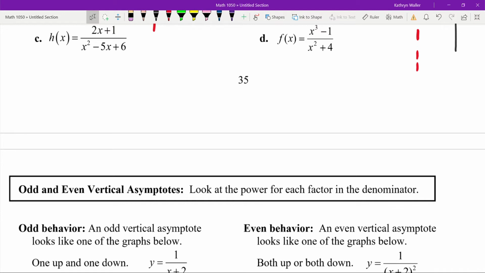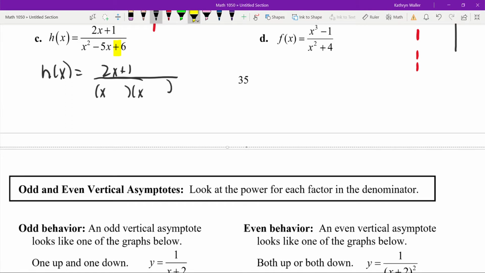Okay, let's do question C nice and slowly. Everybody write h of x equals. The top does not factor. The bottom goes to x and x. Does the bottom factor to 3 and 2, or does it factor to 6 and 1? It is 3 and 2, because 6 and 1 subtract to give you 5, and this plus right here tells me that I'm adding to get a 5. So that would be a 3 and a 2. The signs are the same. They're both negative.